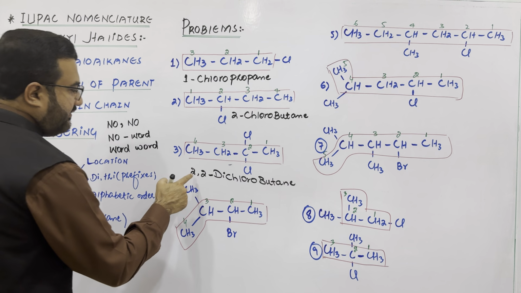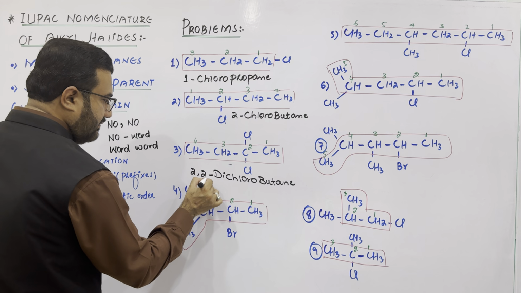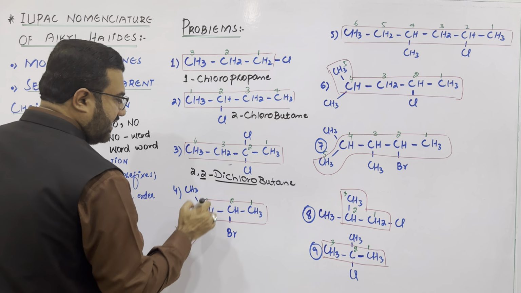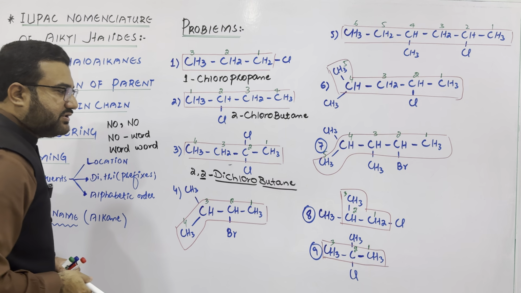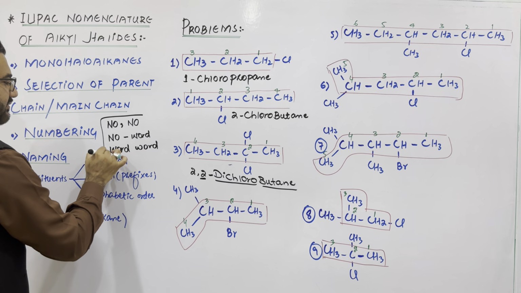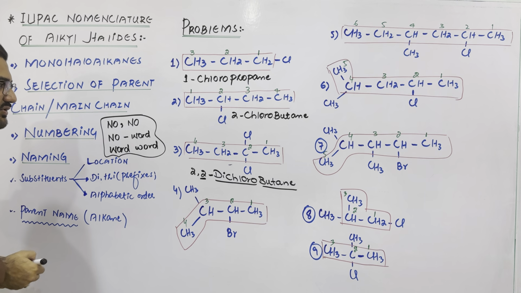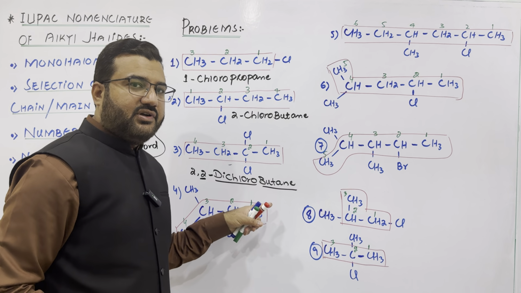So you can see between two numbers, I have used a comma. Between a number and a word, I have used a hyphen, and between two words, I have used no punctuation mark. So the correct name carries the correct punctuation. If you have written everything correct but the punctuation is incorrect, then the name of that organic compound will be considered wrong.